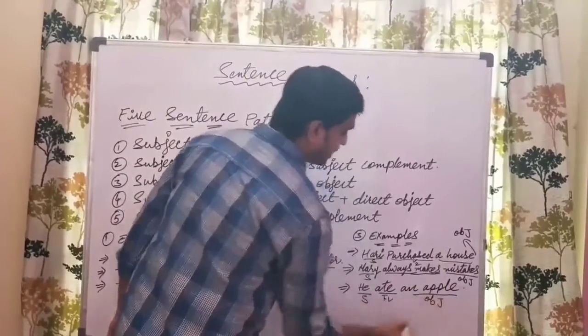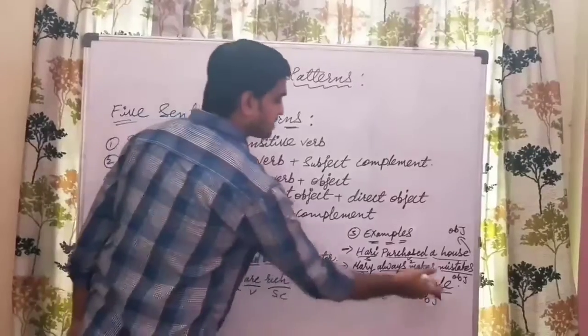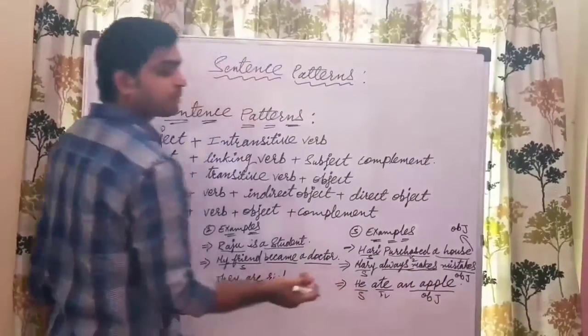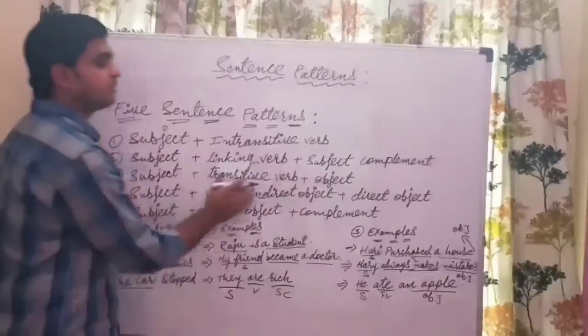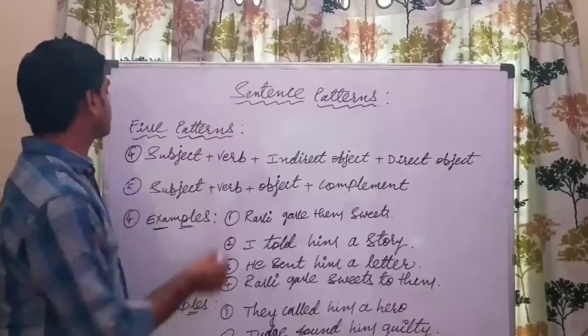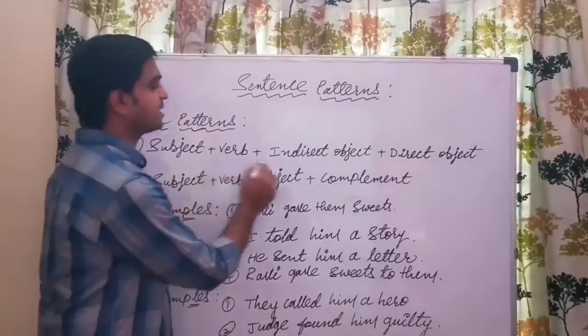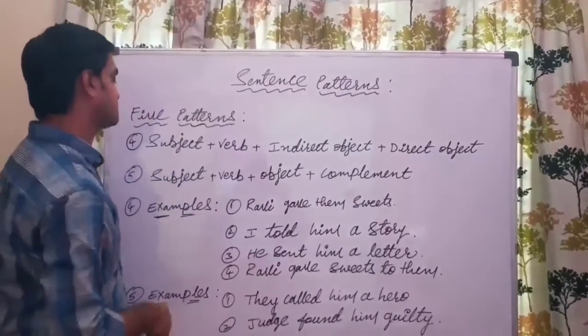Object. So here both are. Subject always depends upon the object for getting the proper meaning. So that is about subject plus transitive verb plus object. Next one, that is about subject, verb, indirect object and direct object.